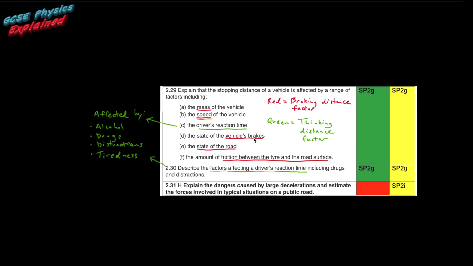The state of the vehicle's brakes will affect the braking distance. The state of the road, so if it's wet or icy or if it's got grit all over it, will increase the braking distance. And the amount of friction between the tyre and the road surface will obviously affect the braking distance. And that's a good thing to say in the exam. Describe the factors affecting the driver's reaction time, including drugs and distractions. Well, I've already talked about that over there. And that's all you need to know from those statements.